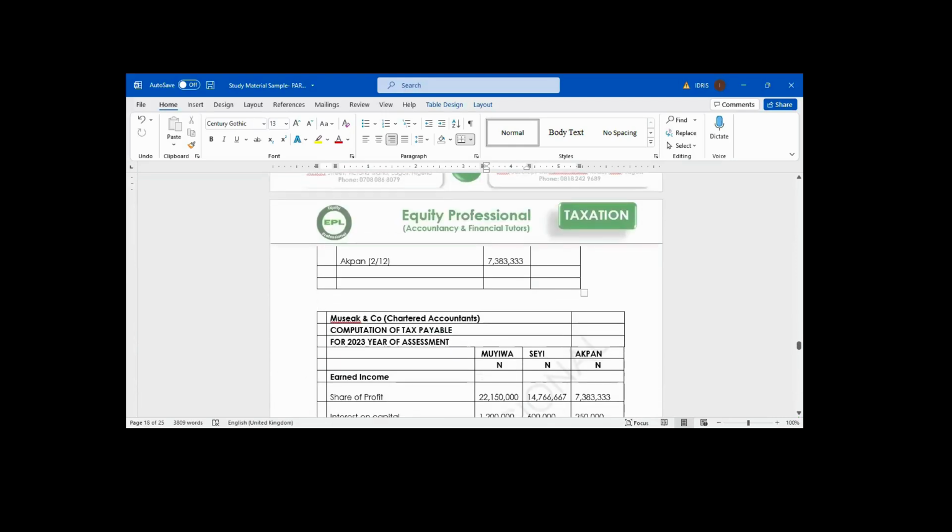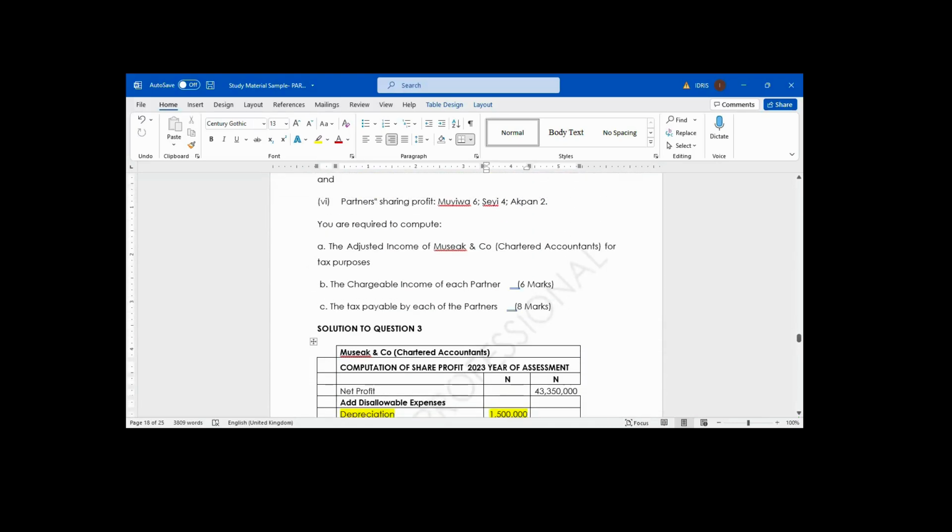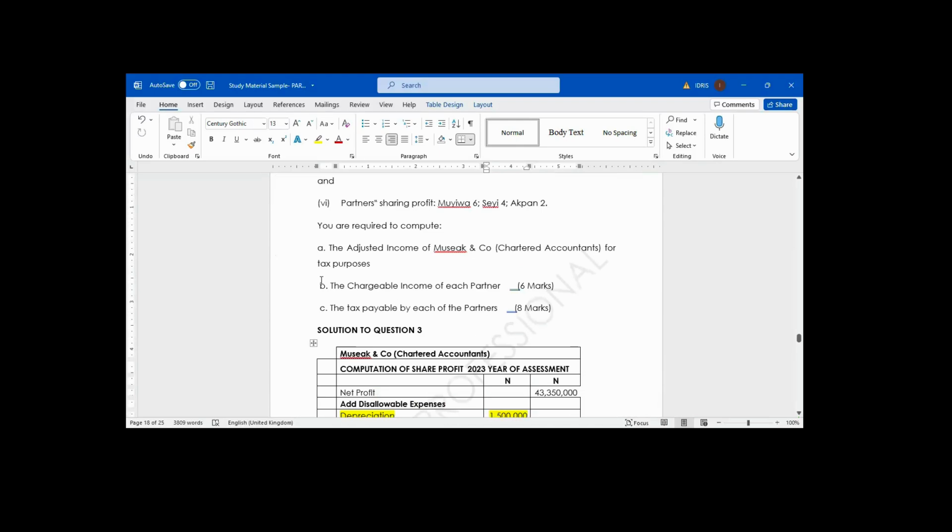Let's go and compute the chargeable income. Computation of chargeable income. Now, in my own solution, I combined question B and C together.